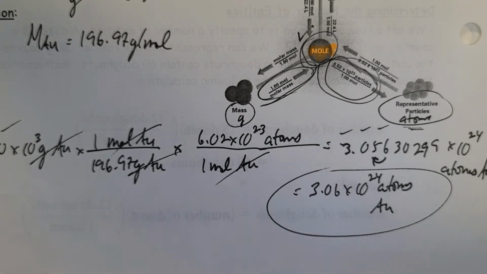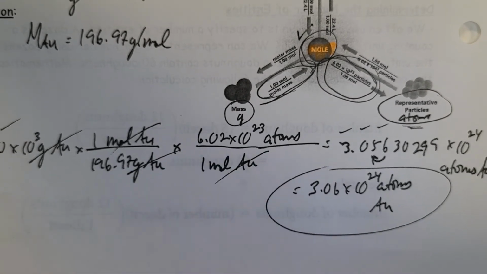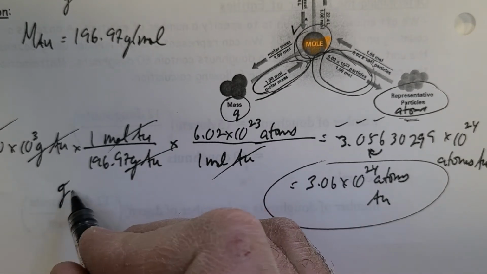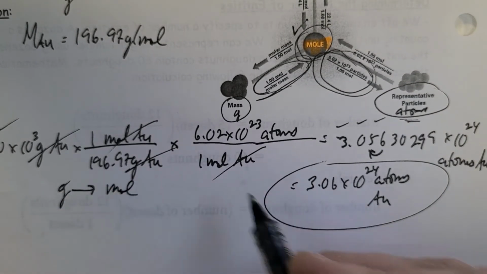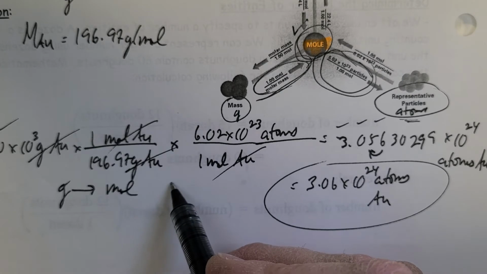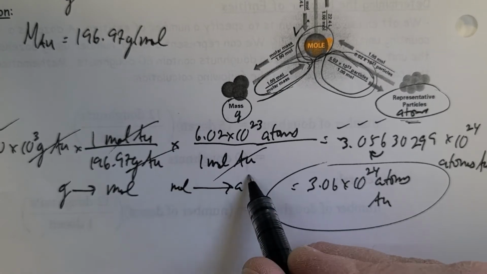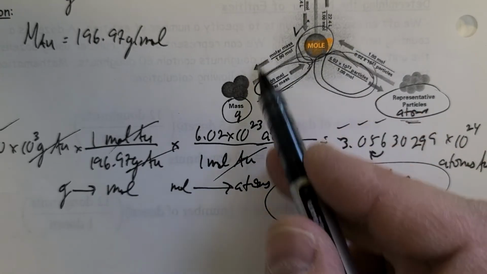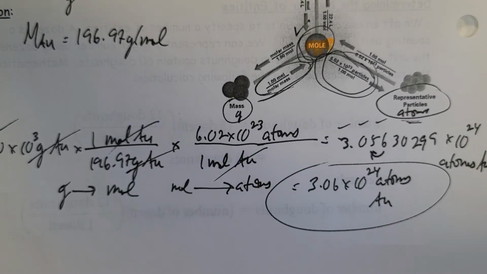So it's a two-step conversion here. You can see in this first step, I'm going from grams to moles. And then from there, I'm going from moles to atoms. Just following that scheme right on that chart.